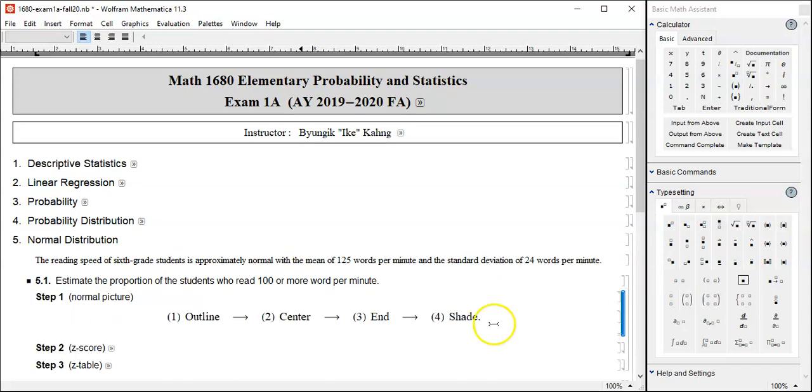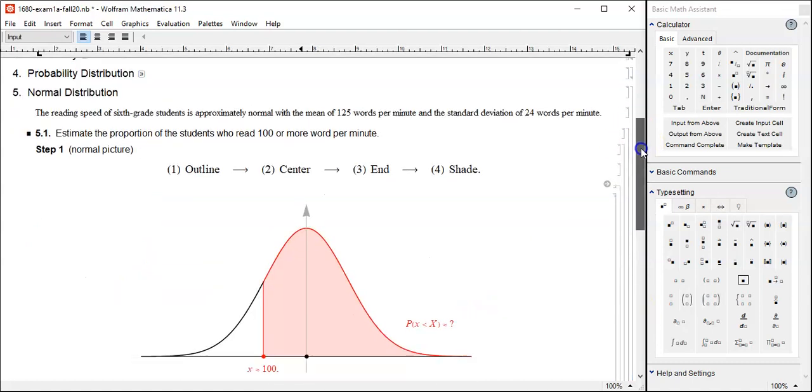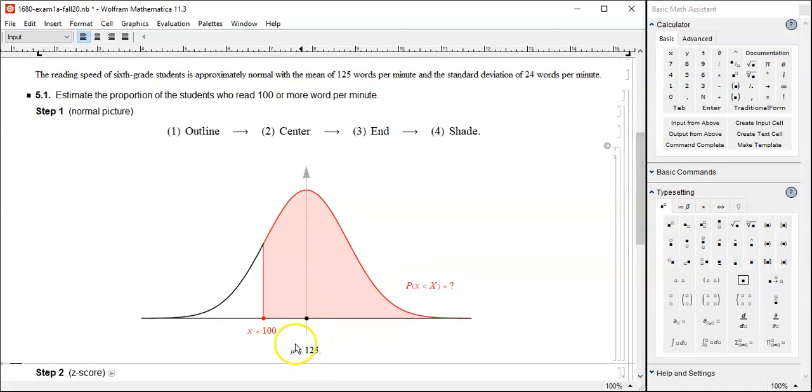So you're looking at this kind of picture. Right in the middle, we have 125, the mean. And 100 is less than that. And more than 100, so shade to the right. And that's what we want. And use your common sense. Does it look like more than half or less than half? Clearly more than half, you see. If you look at only the right hand side, that will be 50%. But then again, a little bit more, so it's going to be more than half.